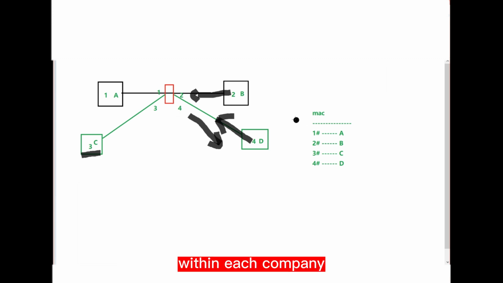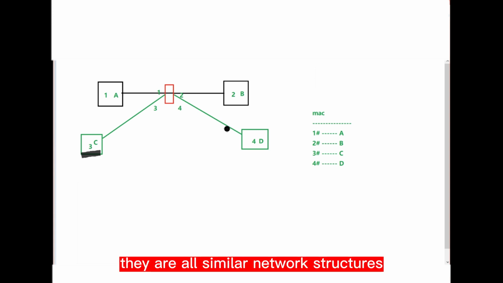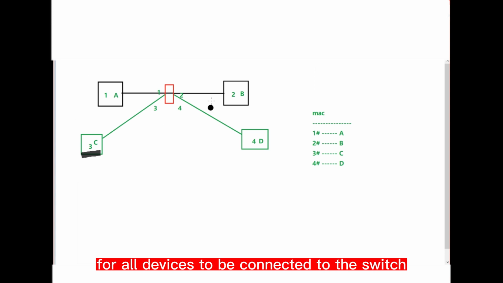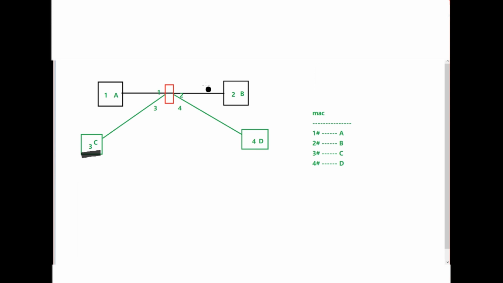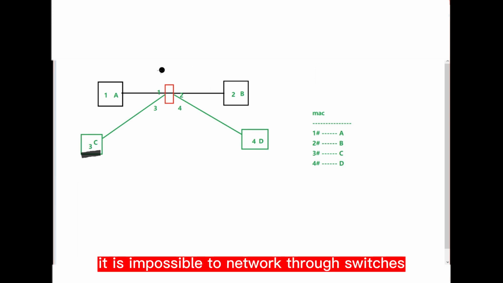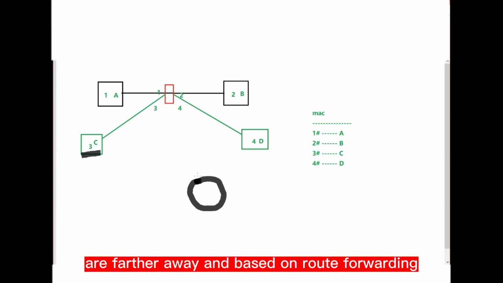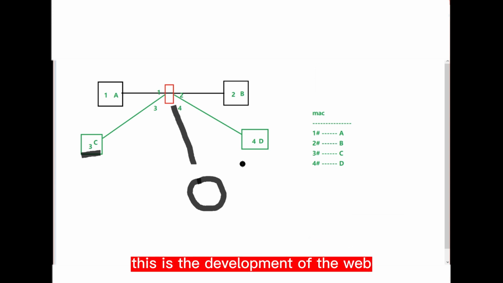Within each company, they are all similar network structures. If you want one company to communicate with another company, it is impossible for all devices to be connected to the switch. Including that we are now connected all over the world, it is impossible to network through switches. That's why we have routers that are farther away and based on route forwarding. Eventually everything connects. This is the development of the web.